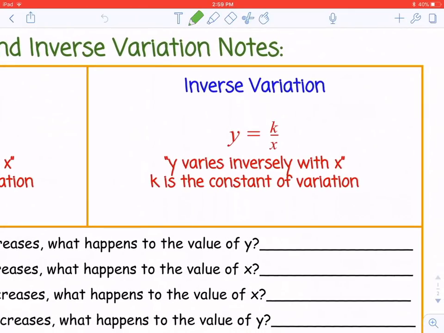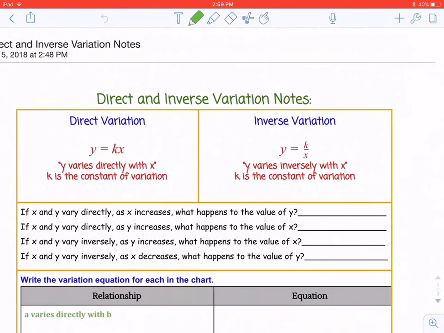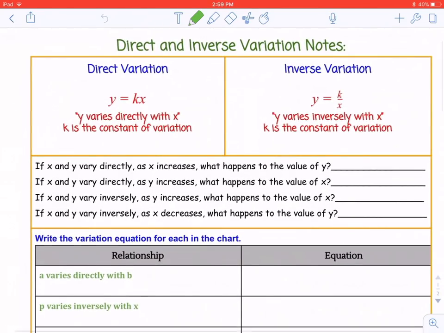For inverse variation, it means when one thing increases, the other decreases. So we use the equation y equals k divided by x, and that means y varies inversely with x, and k is still the constant of variation. So let's look at a few little quick notes here.